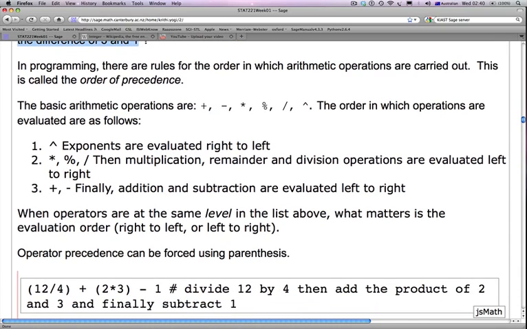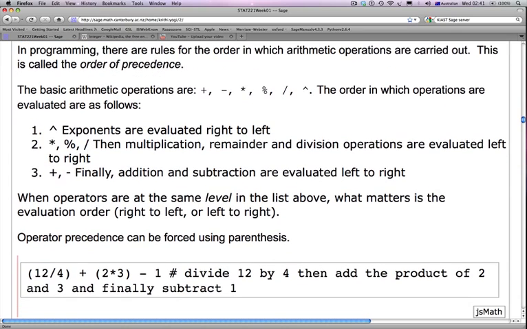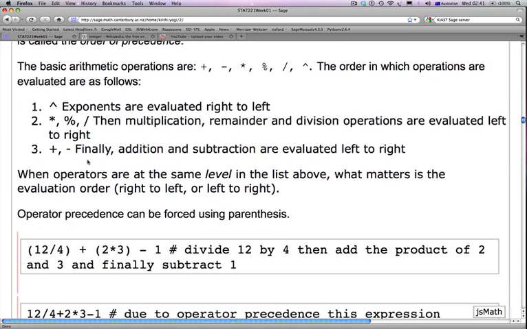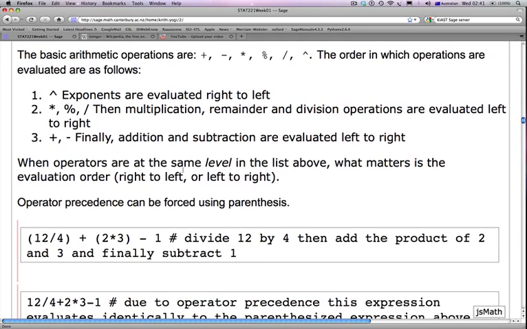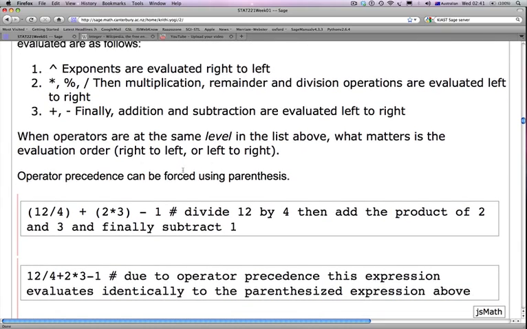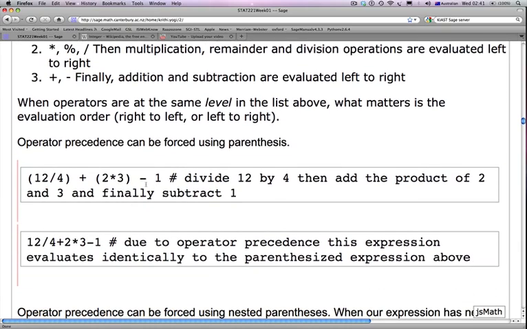Exponents are evaluated right to left first. Then multiplication, modulus, and division are evaluated left to right. Finally, addition and subtraction are evaluated left to right. When operators are at the same level in the list above, what matters is the evaluation order. Okay. So operator precedence can be forced using parentheses.